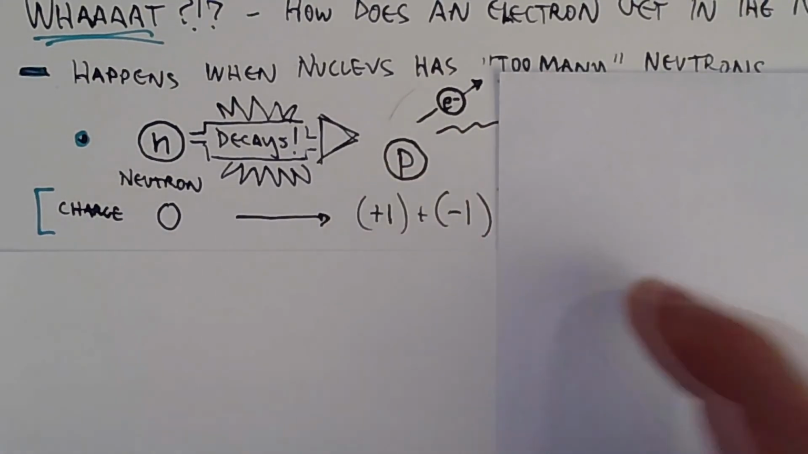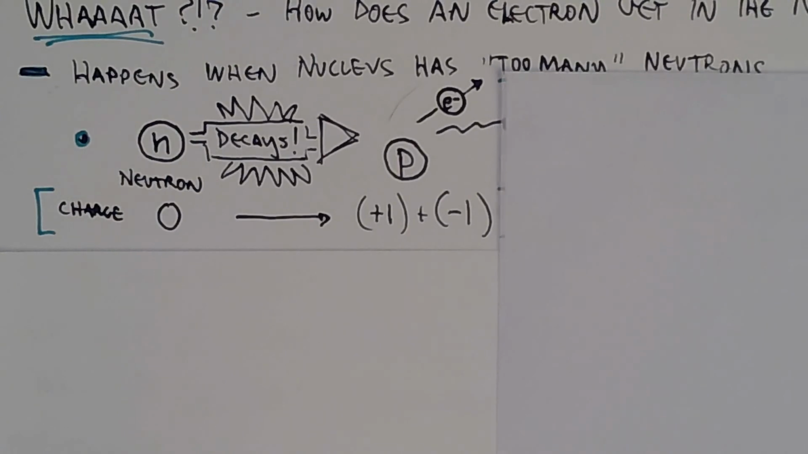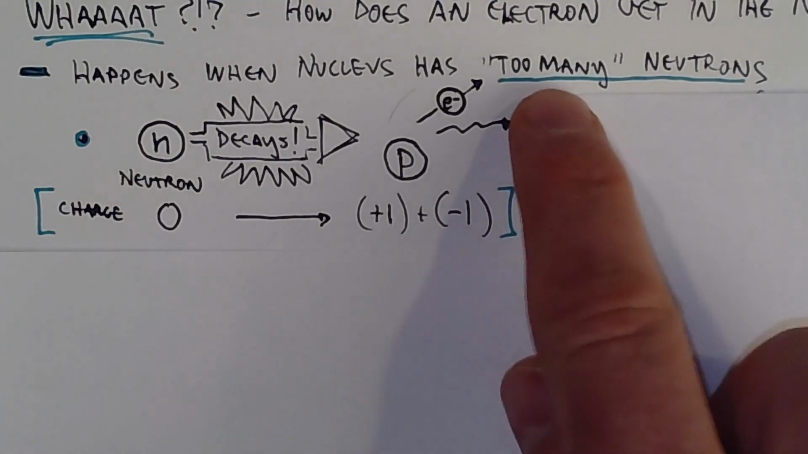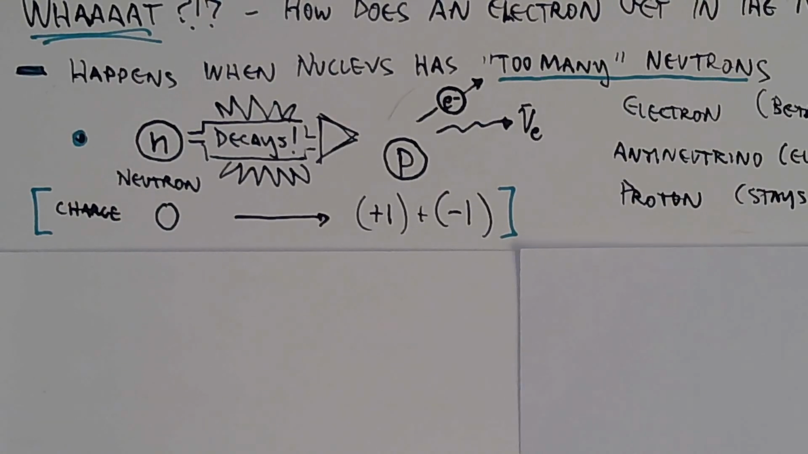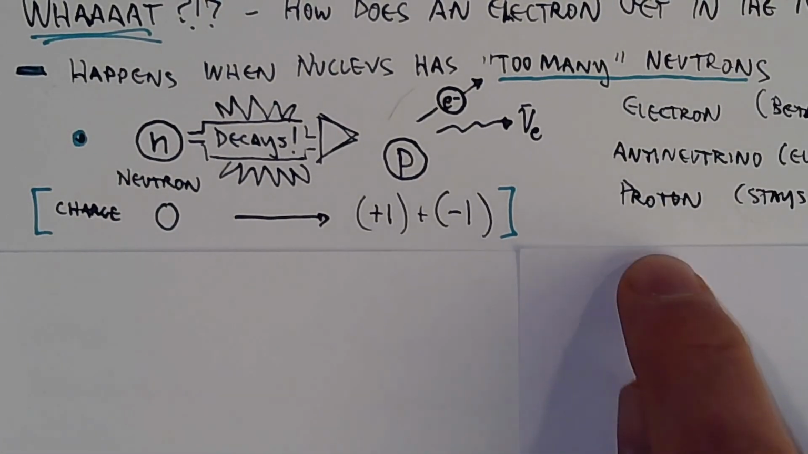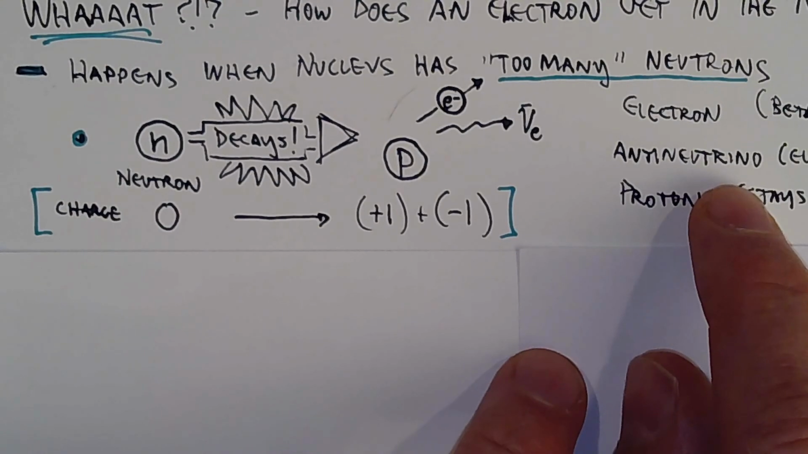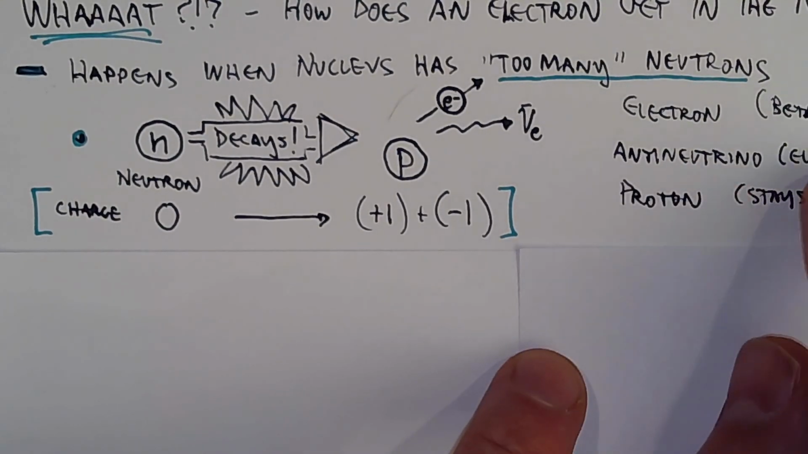Okay, now there's another little guy that flies off. We're not going to talk about it too much, but this guy right here also zings off for matters of nuclear consistency, and it's considered a neutrino, technically an anti-neutrino of the electron flavor.